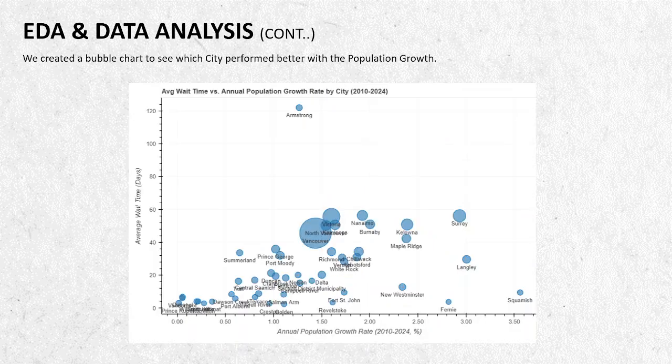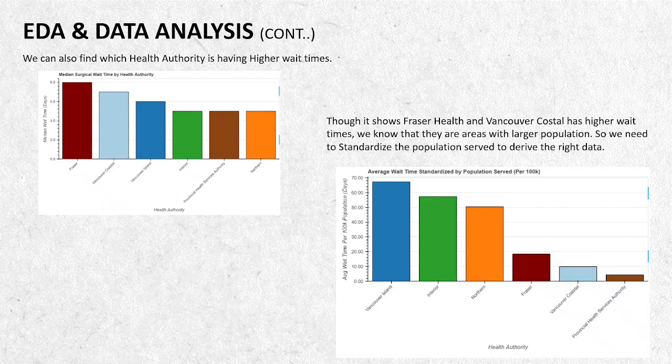So next, I built a bubble chart to see which city performed better with population growth. And the bubble size is determined by the number of surgeries that is performed in that city. The cities in the bottom right quadrant are the best performers, and the cities that are in the top left are poor performers. And then I moved on to the health authority, to find out which is having higher wait times.